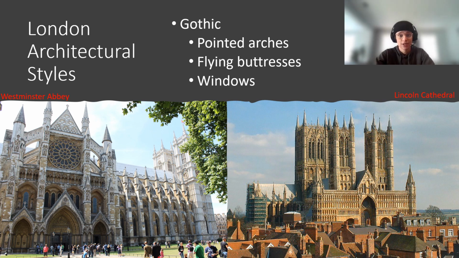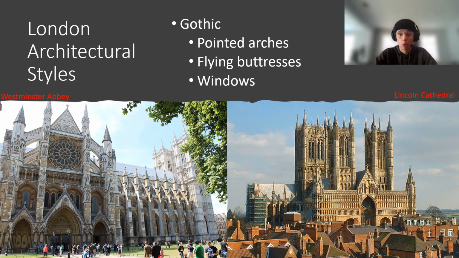And now, like we've talked about, a lot of windows because the focus is on light. The presence of God was found in light. That's what it was believed in the church during this time. And so the support for the walls was put on the outside rather than just having these massive thick pillars and thick walls. Now we're able to make these walls lighter because we have these buttresses on the outside supporting.